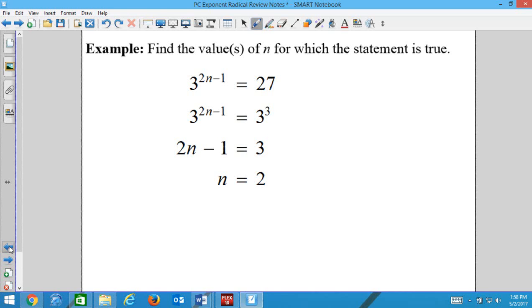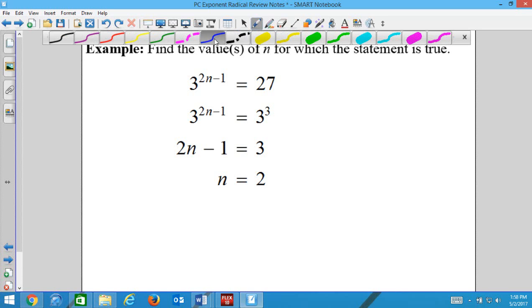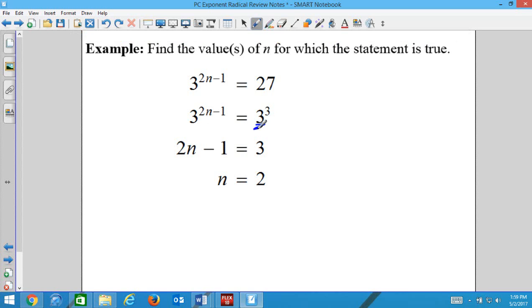Okay, we're going to be solving equations on this last page. To solve equations, the first one is totally worked out for you. I just want to show you what they're doing. From the first line to the second line, they're just making both sides have the same base. We took 27 and rewrote it as 3 to the third, because they're equivalent. So we're taking our numbers and doing prime factorization.